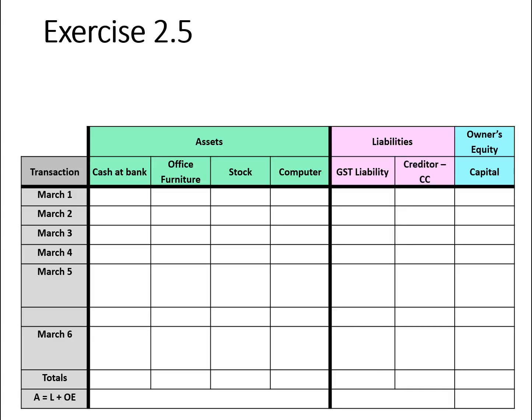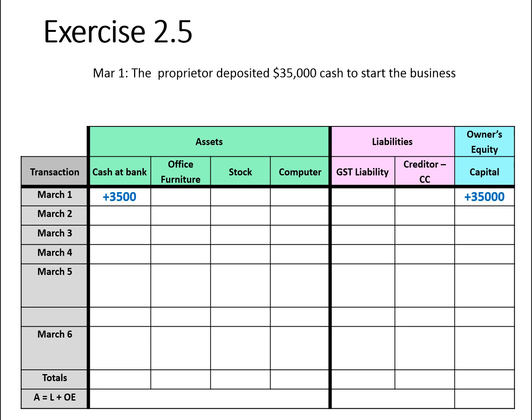Exercise 2.5, we're going to take the transactions given and put them in the worksheet that you can see on the screen. So the first transaction we're given is March the 1st, the proprietor deposited $35,000 cash to start the business. So I need to complete the accounting equation for each of these transactions. I've got the asset section on the left in green. That must equal whatever's on the liability and owner's equity section in the pink and blue. So the first thing with this transaction is the business has more cash, and therefore what goes up on the other side, we have capital increasing. The owner's made a capital contribution.